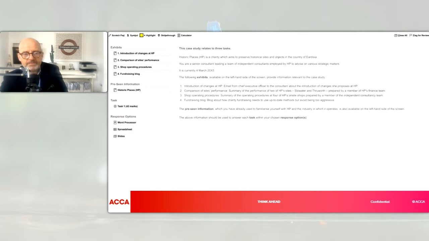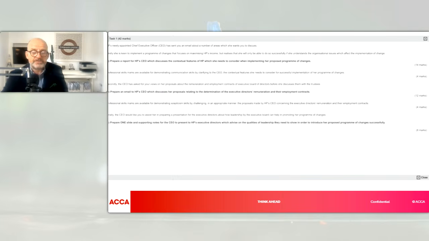I'm going to demonstrate some of the things on there. So what we have here, this is the exam that I've just referred to in the examiner's report on historic palaces. Here we can see that we have the exhibits, which you click like you do in the real exam, on the left. You then have the pre-seen material and you have a task 1. You can see there on the left. So if I click on task 1, this is what I get. You can see the 14 marks and the 4 professional marks. And then we didn't talk about task 1B, but that was 12 and 4. So yeah, that's what you get.